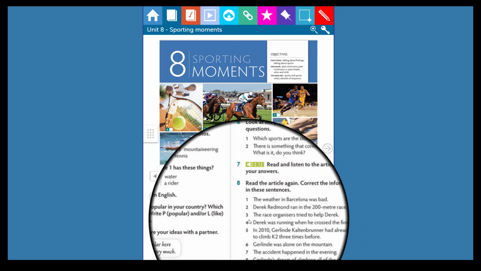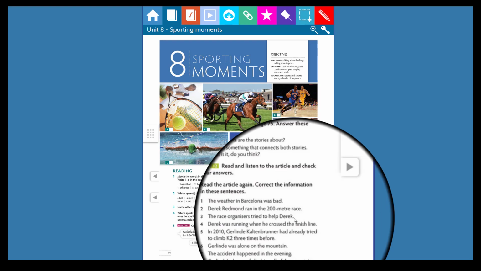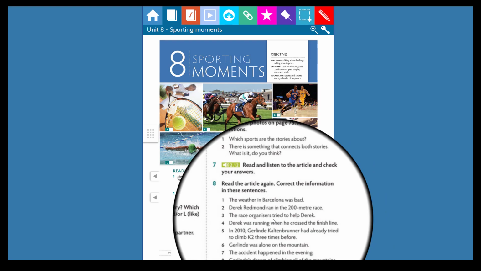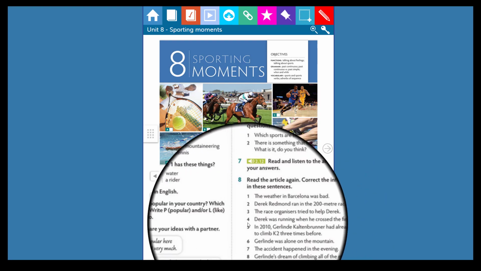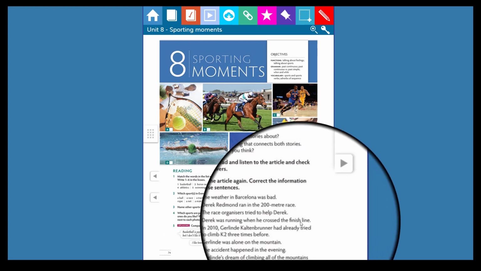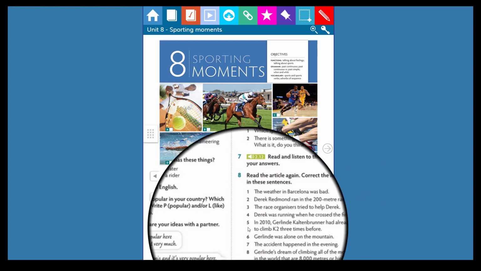Number 3. The race organizers tried to help Derek. Incorrect again. The race organizers tried to stop Derek. Number 4. Derek was running when he crossed the finish line. Incorrect again because he was walking, right? Not running, walking.